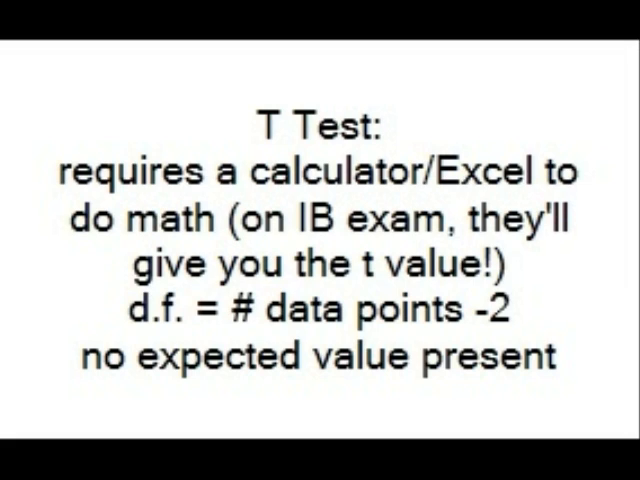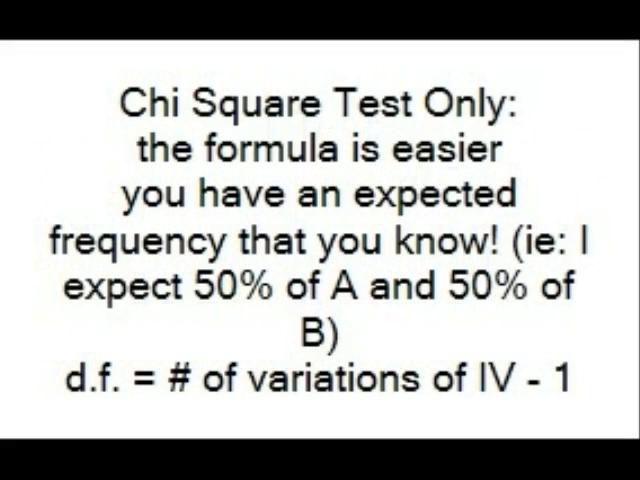For the t-test, degrees of freedom is number of data points minus 2. You don't know what you're expecting. Chi-squared is common for genetics problems. You have an expected frequency. The formula is super duper easy and not much math. It's basically just algebra. And degrees of freedom is number of variations of the independent variable minus 1.